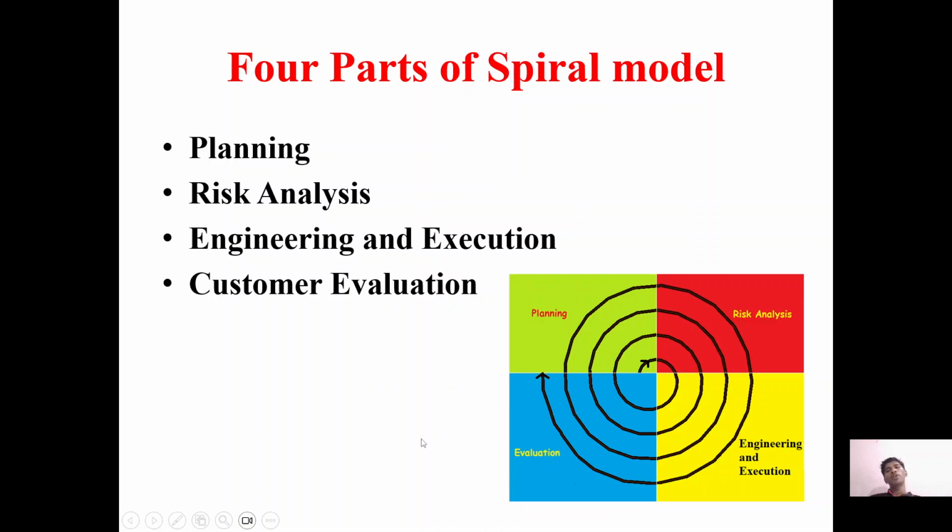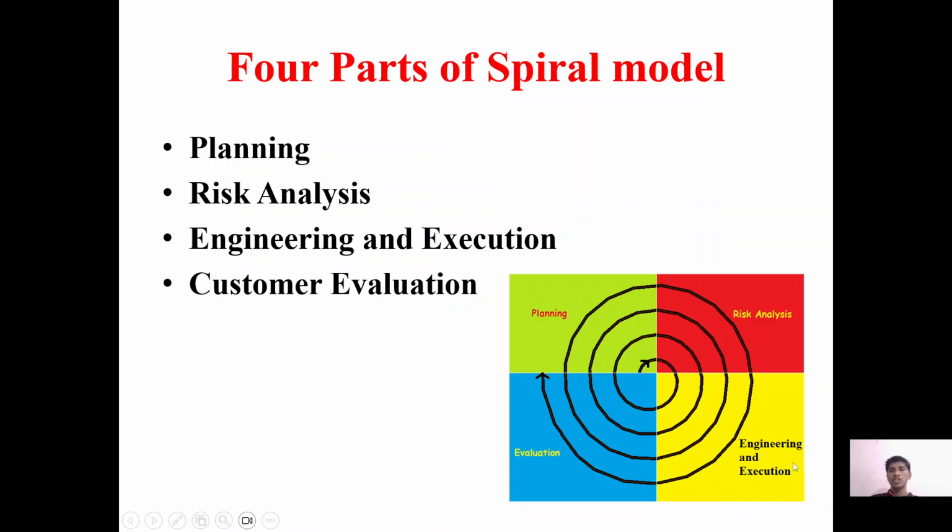Normally in the spiral model you'll have four partitions of the spiral. The first is called planning. Next is risk analysis. The next one is engineering and execution. And the last part is the evaluation phase. In the planning phase, requirement gathering, analysis and planning will be done. Next, based on the requirements arrived, the risk assessment or risk analysis will be done in this phase, where you'll see the risks which are about to occur due to the implementation of the software.